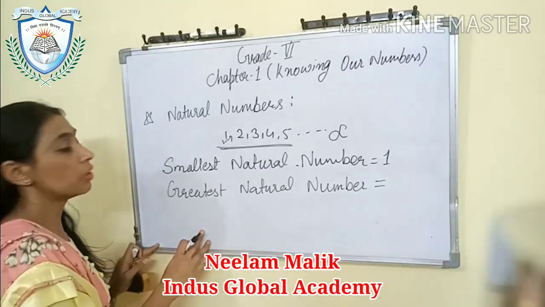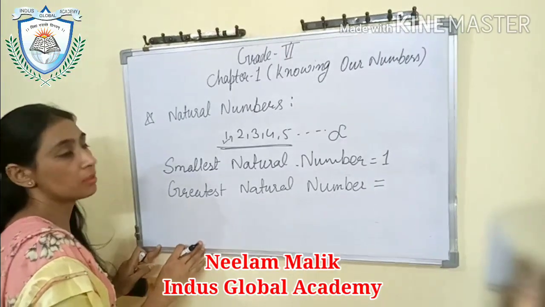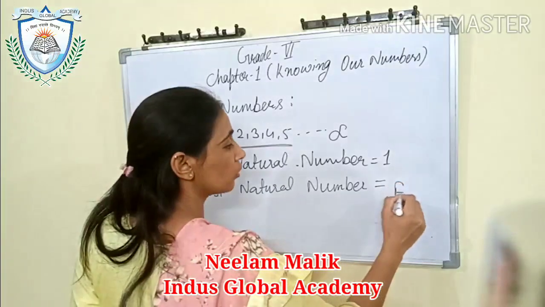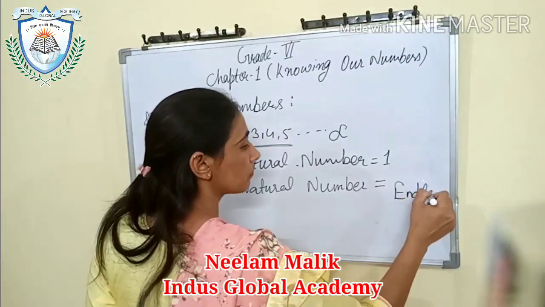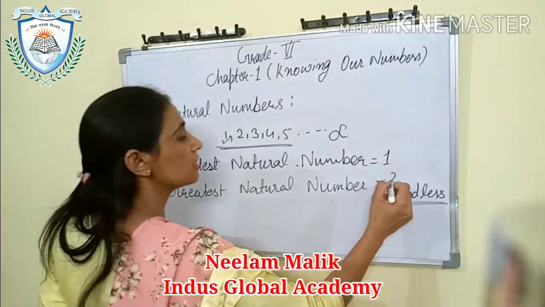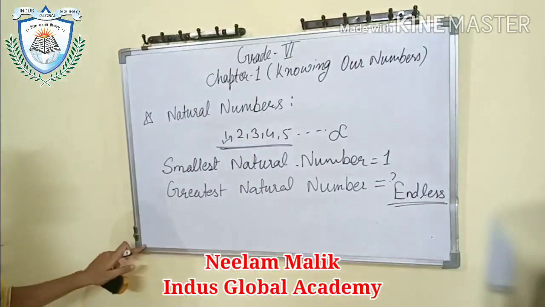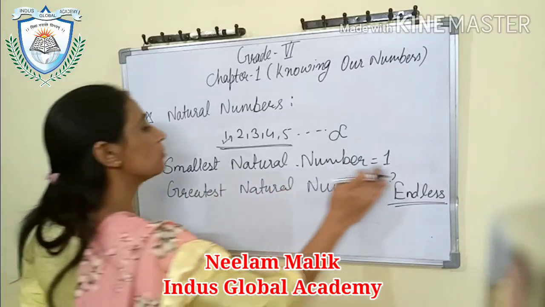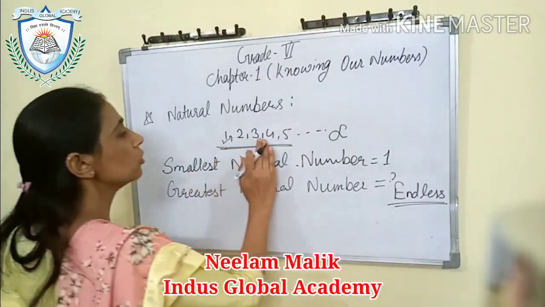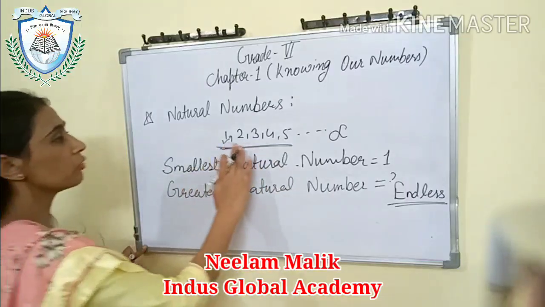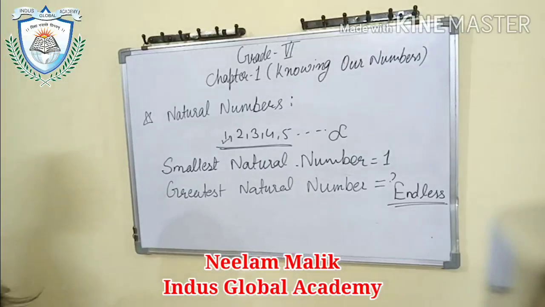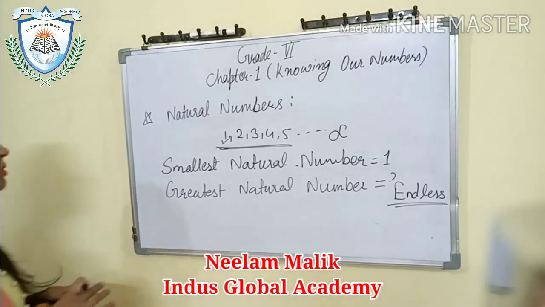We cannot find out the greatest natural number. This is up to infinity, so this is endless. We cannot tell. Endless counting, so we cannot tell the greatest natural number. We just know the smallest natural number is 1, and all the numbers starting from 1 and going up like 2, 3, 4, 5, 6 and up to infinity are the natural numbers. Smallest natural number is 1.